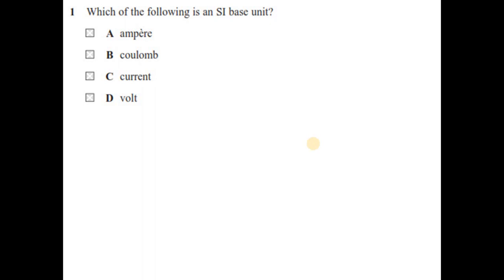Question number 1. Which of the following is an SI base unit? If you see volt and coulomb, option B and option D, they are derived units. A and C are both base, but ampere is a base unit; current is a base quantity, and they are asking which one is the base unit. So your option is A.